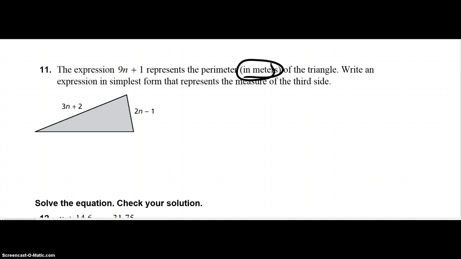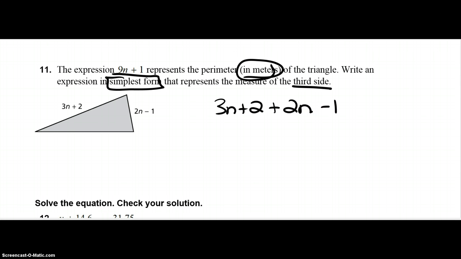Write an expression in simplest form that represents the measure of the third side. Now, simplest form here, so make sure we simplify our expression if necessary. So we know that the whole perimeter is 9n plus 1, but right now we don't have 9n plus 1. So we want to find out the expression in simplest form of these two sides first. So I'm going to write out 3n plus 2 plus 2n minus 1.